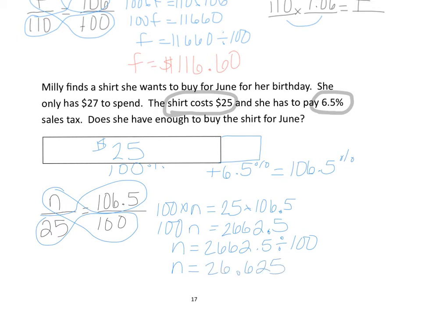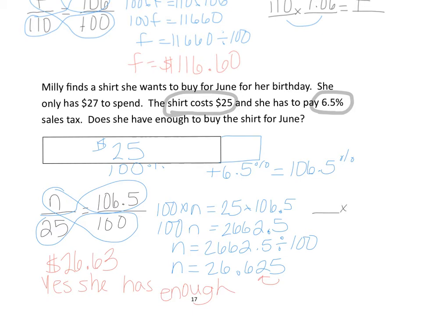We're going to have to round, so we say, what does the 5 make the 2 do? And we get that the cost of the shirt is $26.80. So yes, she has enough. Because she has $27, so she ends up getting 37 cents back in her change.